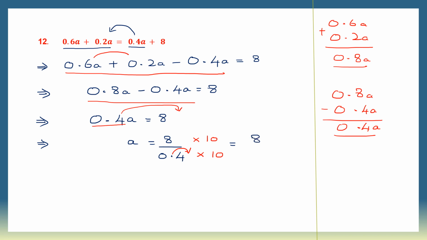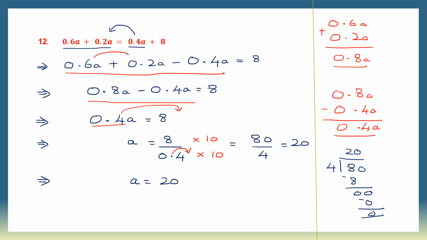8 tens are 80 and 0.4 into 10 is simply 4. So now I have to divide 80 by 4. 80 divided by 4. 4 twos are 8 minus 0, 0 there. So I have 20. So 80 divided by 4 is 20. So now I have found the value of A. A is equal to 20. So this is my answer. A is equal to 20.